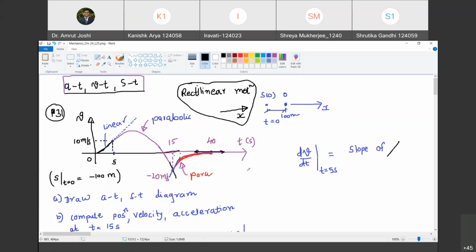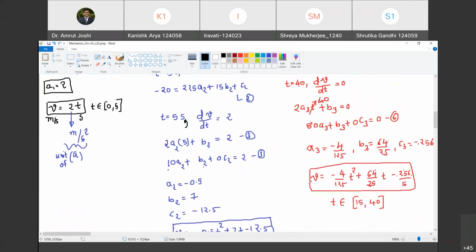0. Yes, sir. So can I write this condition: dv by dt at time t equal to 40 seconds, which is the slope of the tangent drawn to this red color parabola at time t equal to 40 seconds, has to be equal to 0? Yes, sir. Because the tangent drawn to this red color parabola at 40 seconds is horizontal. A horizontal line has 0 slope. Are you with me? Yes, sir. That is the third condition that we are going to exhaust.